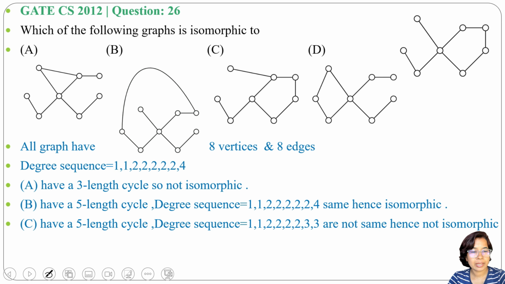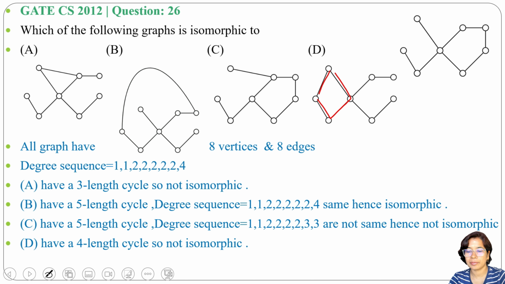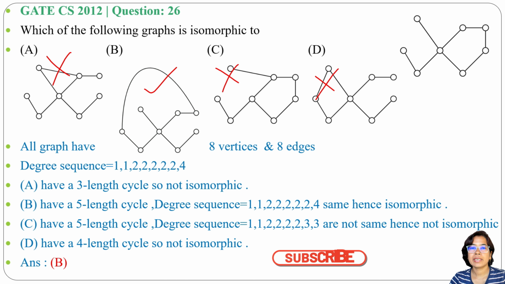Next option D. Here we have a cycle of length 4. As the cycle length doesn't match, option D graph is not isomorphic to the graph. So we found only option B is isomorphic to this, whereas option A, option C and option D are not isomorphic. The answer will be option B. I already discussed how to check isomorphism.